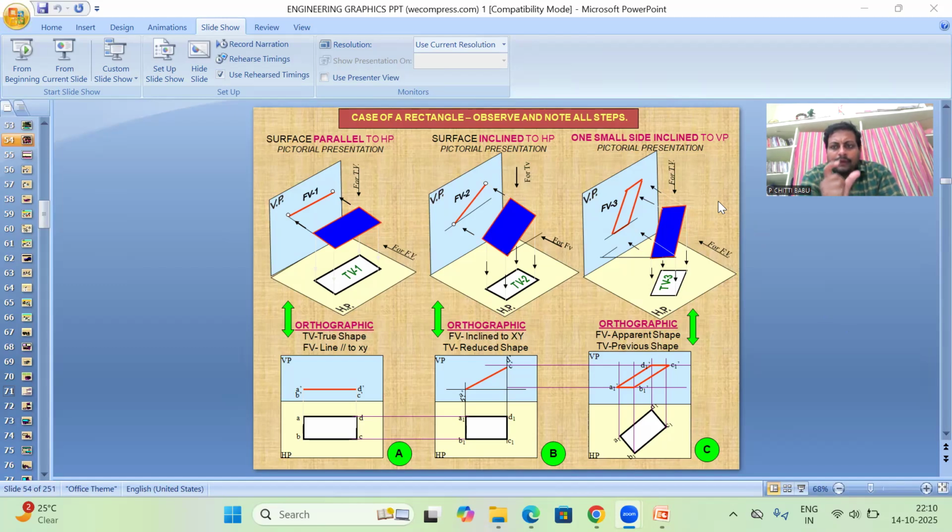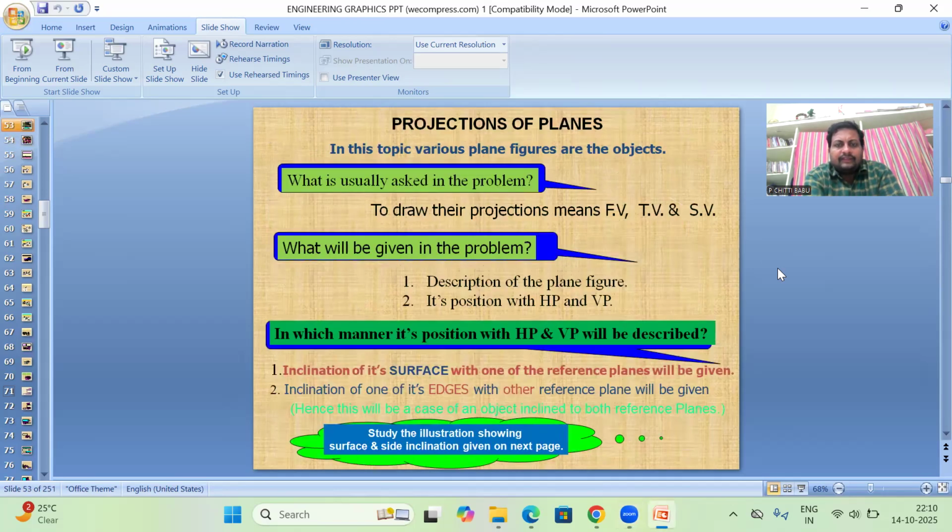Examples of planes are triangular plane, rectangular plane, circular plane, pentagonal plane, hexagonal plane. Like that, we have different types of planes. We are going to draw the projection of the planes. In this class, we are going to draw the projection of the planes.